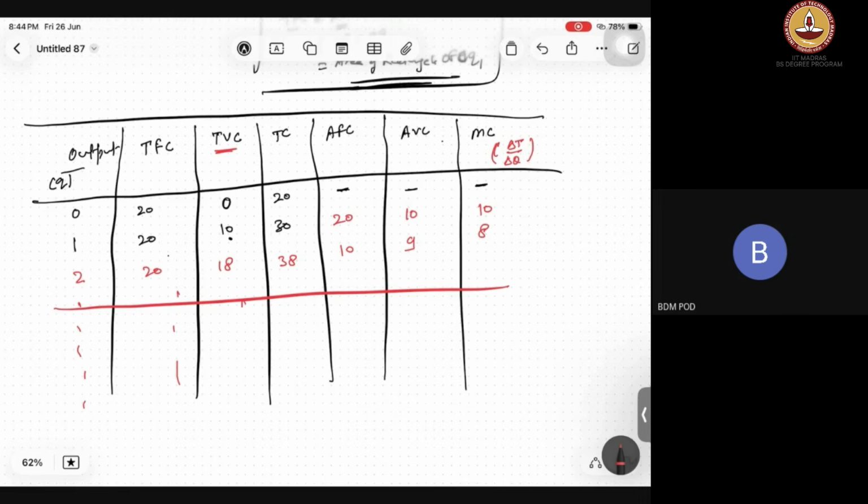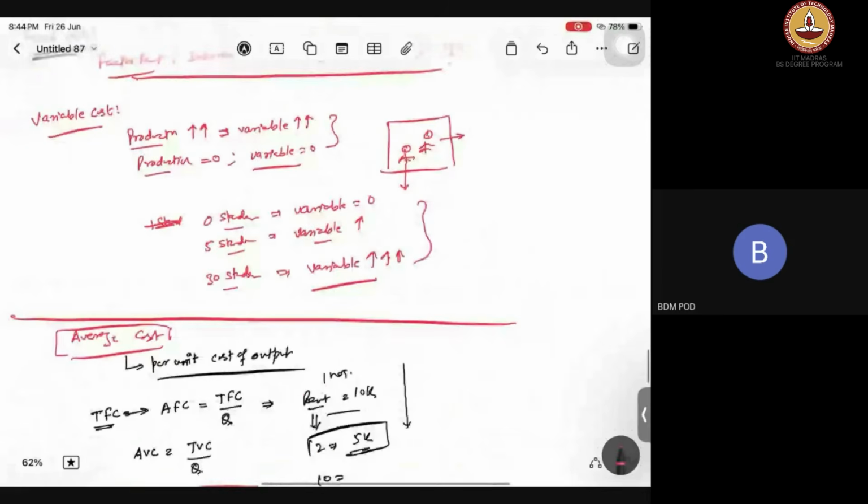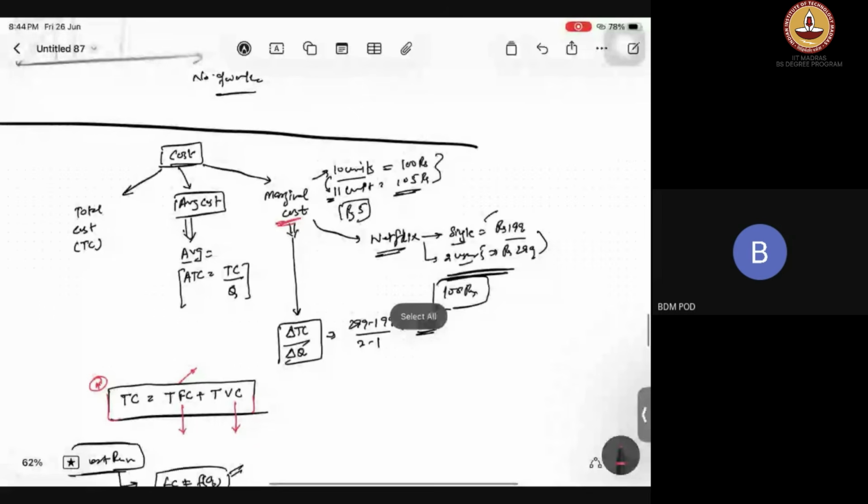Similarly, we can plot it. I'll share this sheet with you. Sir, could you explain how you are calculating marginal cost once again? Yeah, I'll just tell you how we are calculating the marginal cost. So marginal cost is for every unit. If you are just having 10 units, right?